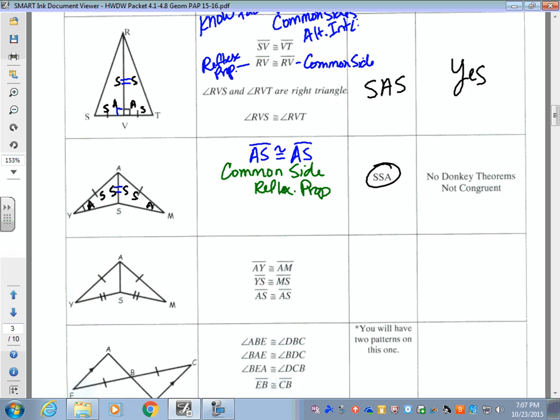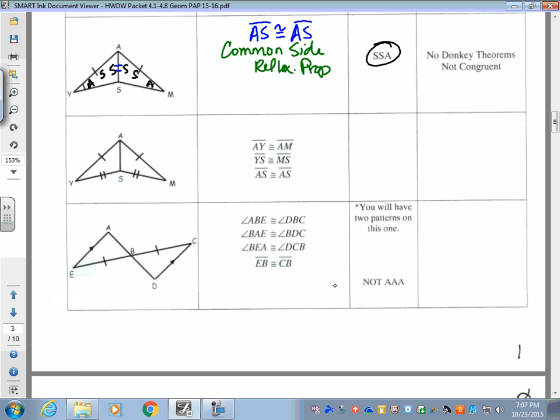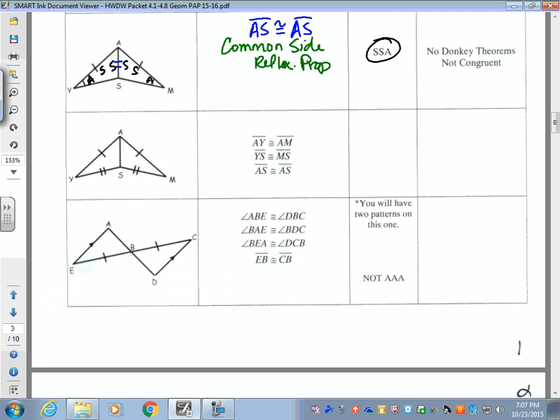Okay, because if you reverse that, that is a donkey. And you cannot use a donkey to prove congruency. So I think some of you got the joke. I hope so. Now, this last one, they have our sides already marked for us.